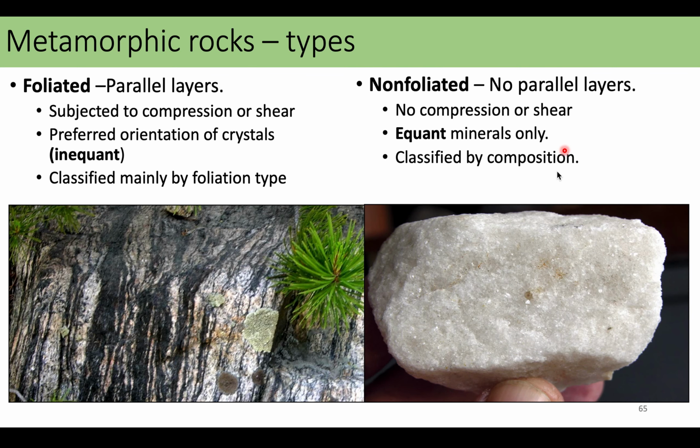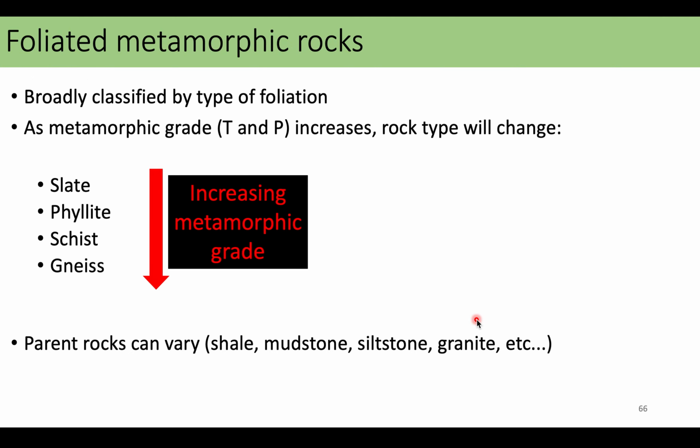Non-foliated metamorphic rocks have not undergone compression or shear, and we would expect very equant minerals because there's no compression or shear, and these we would classify by composition. So for our foliated metamorphic rocks, there's sort of a broad classification due to the foliation or the amount of foliation. Our metamorphic rock types and the names that we call our metamorphic rocks have to do with the amount of metamorphism that they underwent.